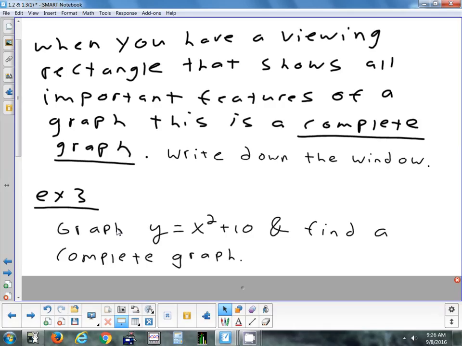And the way I'll test you on it tomorrow is I'll give you some kind of function. I might even give you a function that's a shape you've never seen before. That doesn't really matter. And I just ask you to find a window where I can see all the important stuff.